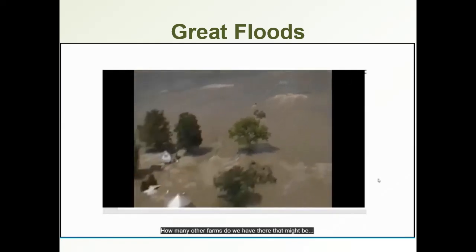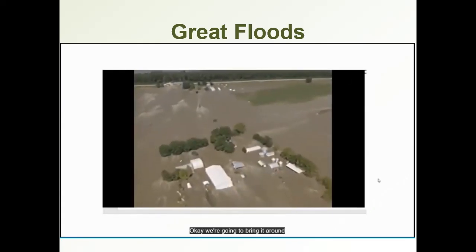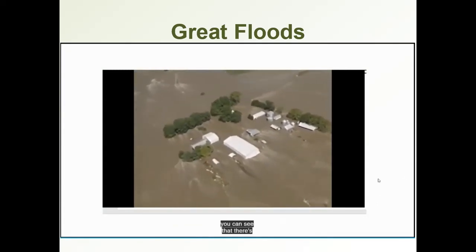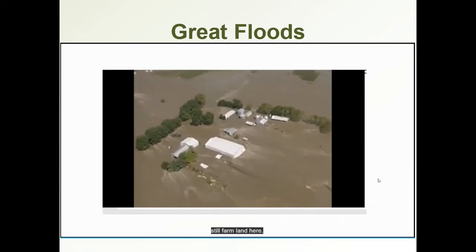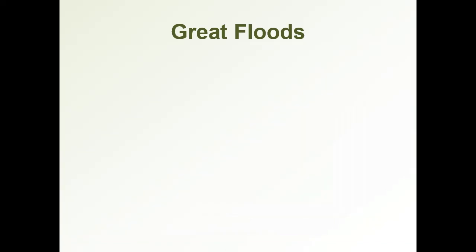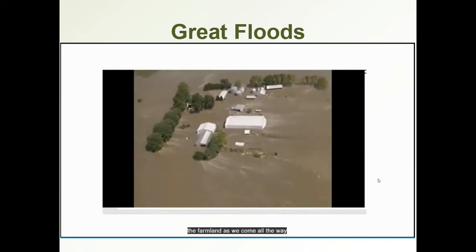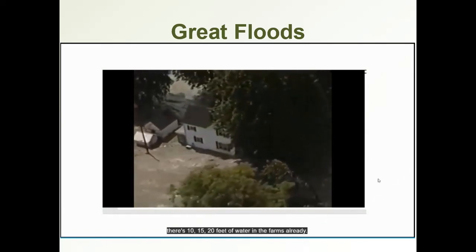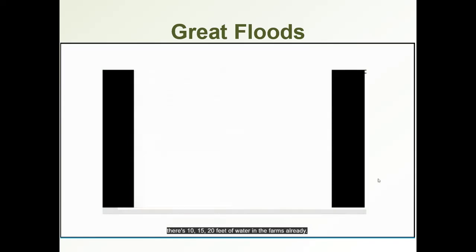How many other farms do we have there that might be? Okay, we're gonna bring it around and we'll show you as Joe comes by. There's some farms out in the background there, and you can see that there's still farmland here, and this water just keeps heading towards the farmland as we come all the way around. There's another big farm and some of these farms there's 10, 15, 20 feet of water in the farms already.